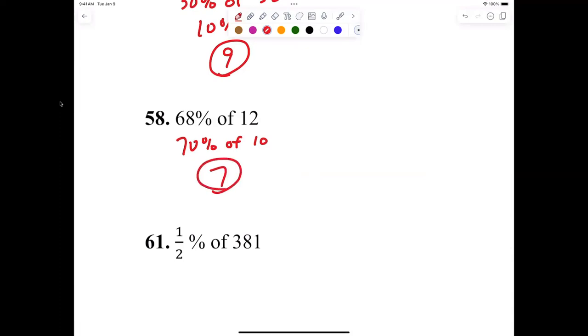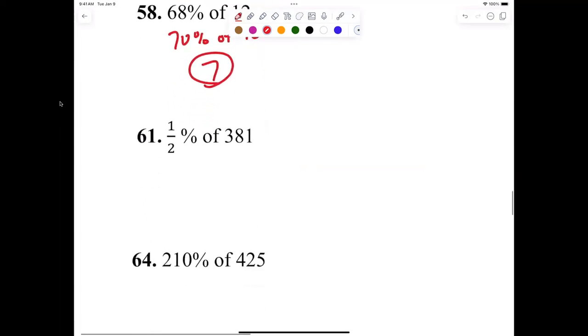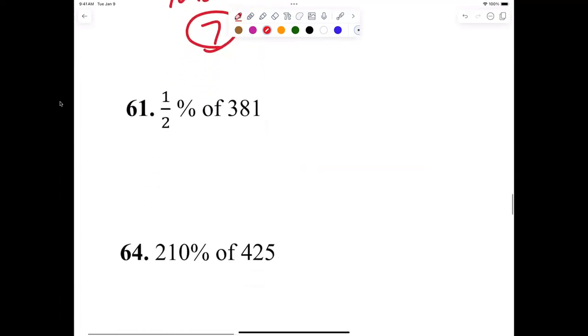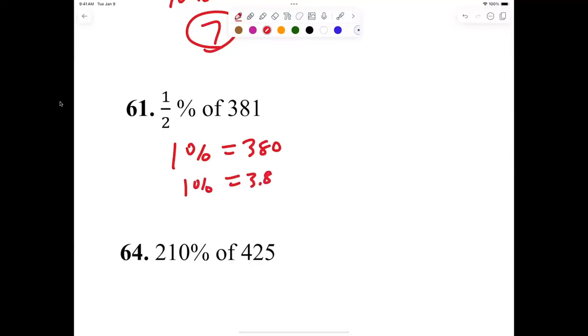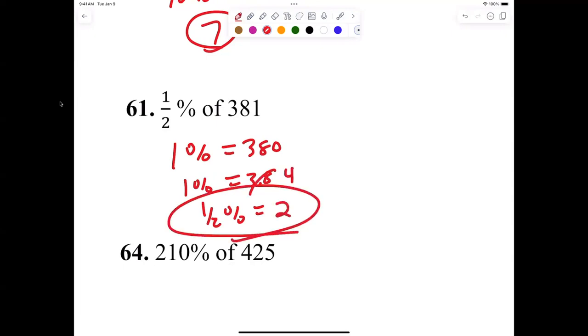Okay, here we go. Since you messed up the last one, I'm going to let you do this one. So 1/2, I'm going to round to 1. And then 381, I'll round to 380. And then 1% of 380 is 3.80. And then you divide that by 2, and I would round 3.8 to 4. Right. Yeah, buddy. Now you understand.